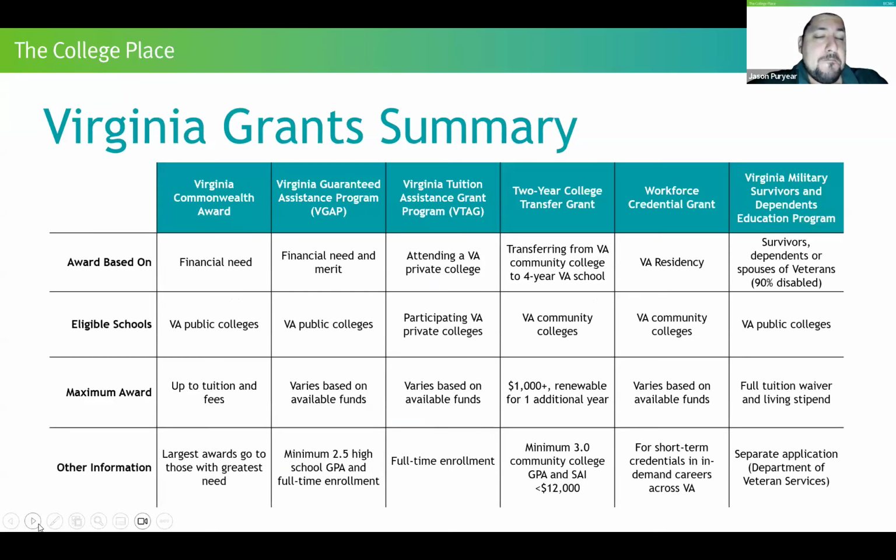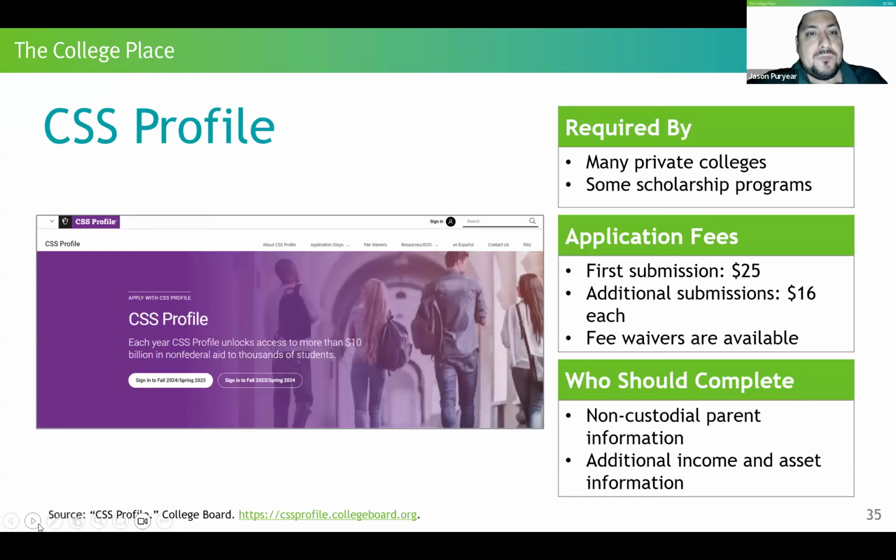So some of them are need-based. Some of them are based on the type of institution that you're enrolling in. Chev.edu has more information about all the state grants that are available in the Commonwealth. But every grant, as you can see on the screen, has different requirements that need to be met in order to receive these funds.